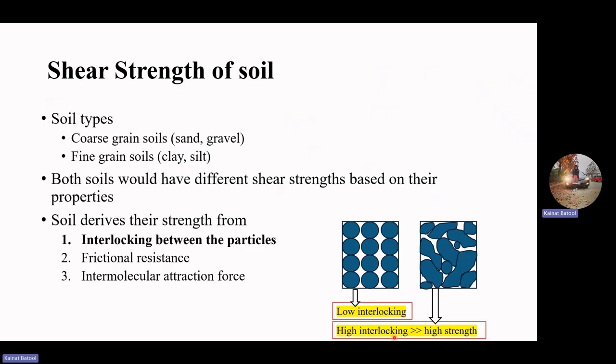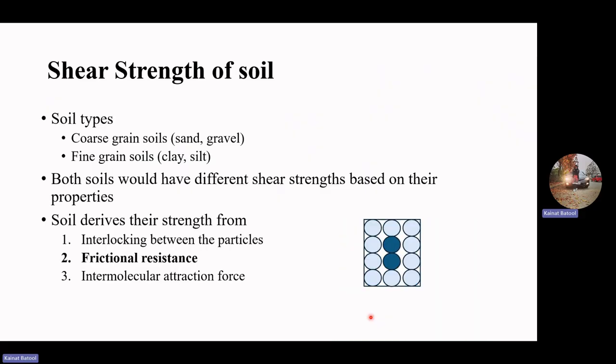So we can say that if there is high interlocking, then there would be a high chance of higher shear strength values. When there is low interlocking, then there would be lower shear strength values. So this is one of the factors.